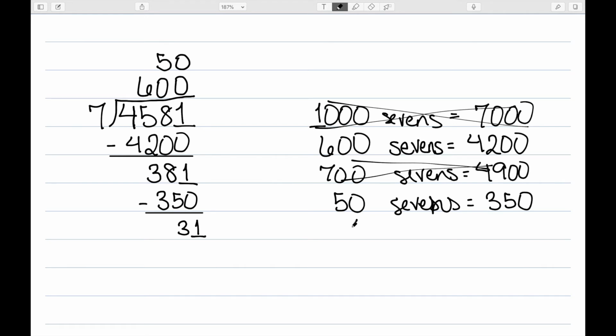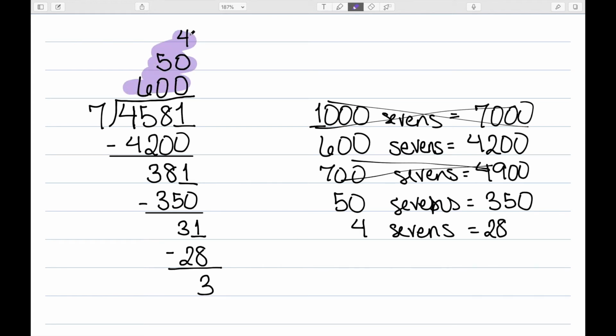Now we're down to just the ones. There are 4 sevens in 31. So we write the 4, we subtract out 4 sevens, which is 28, and we get 3. So these numbers up here tell me that my solution is 654 with a remainder of 3.